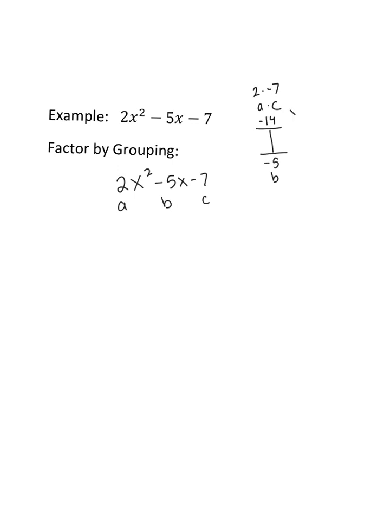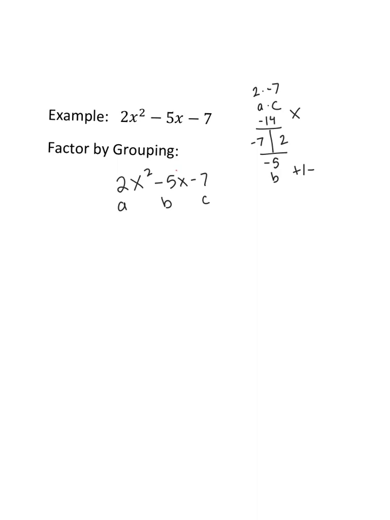So I need 2 numbers that multiply to give me -14, and add or subtract to give me -5. Those 2 numbers are 7 and 2, and I need this 7 to be negative to get to a -5. This is the hardest part of factoring, figuring out what those 2 numbers are. It might take you a couple of tries before you get the right match, but just keep trying until you get it to work out.